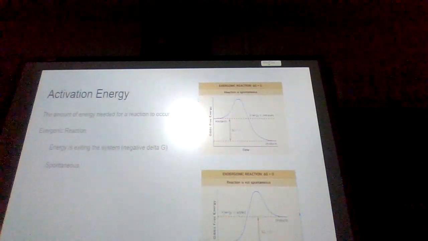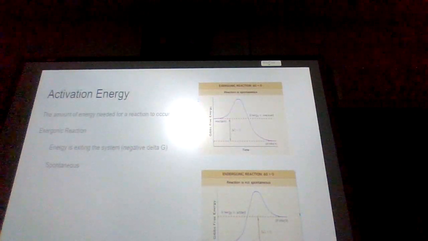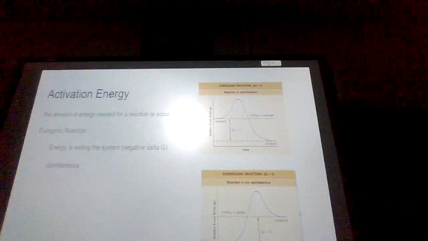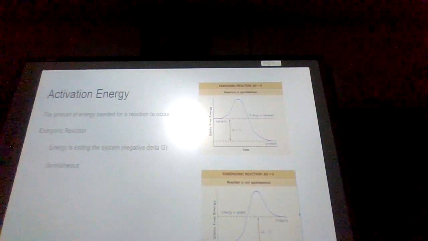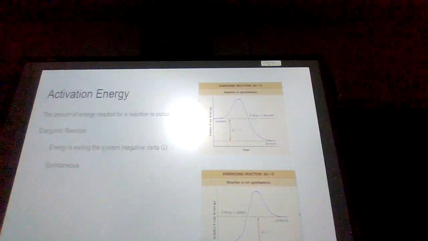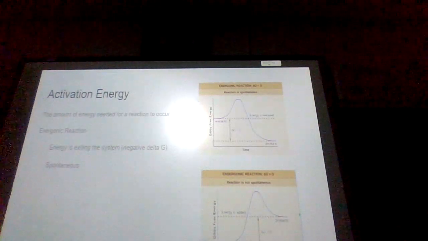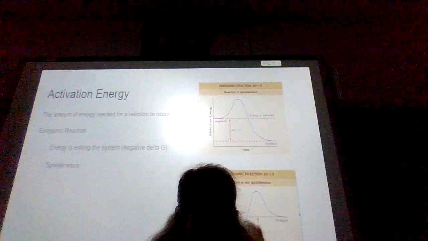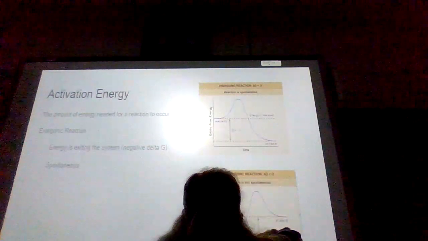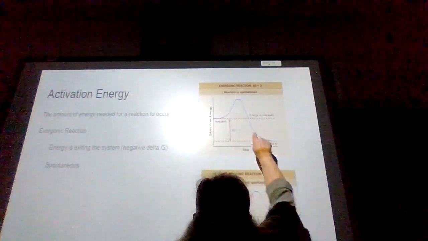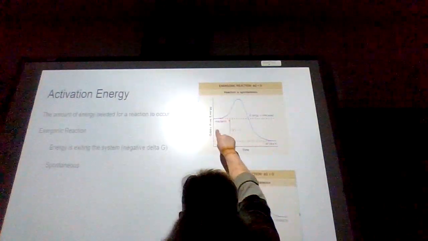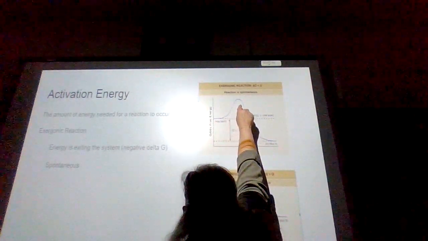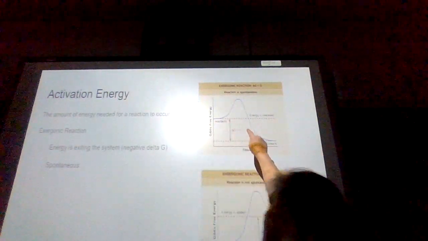Spontaneous. It does not require energy to go into it once it's started. And that's a key point, once it's started. So if you're looking at the picture here, you can see we're really starting right here. And at this point, we don't need any energy, and energy is actually going to be released. But we've got to get to this point right here, and this is where the activation energy comes in.